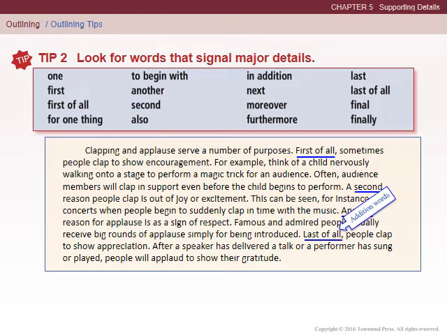One thing to keep in mind is there's a couple of these words like another and also and next or moreover and furthermore. Those are words that can only be used in the middle of the paragraph because what they mean is one more. So if you don't have one before it, it doesn't make sense.